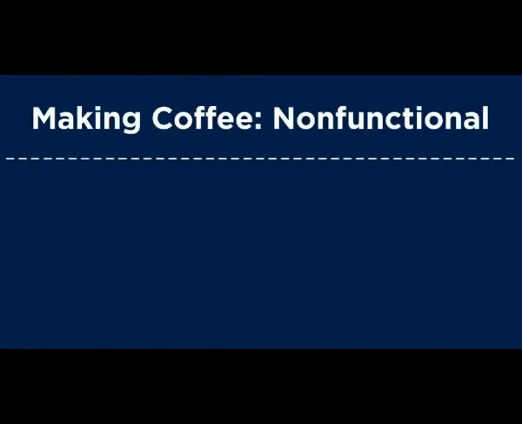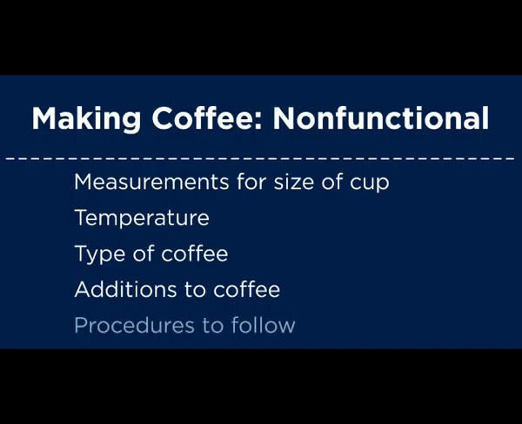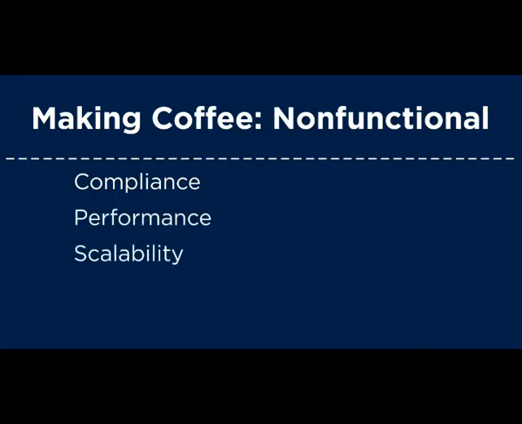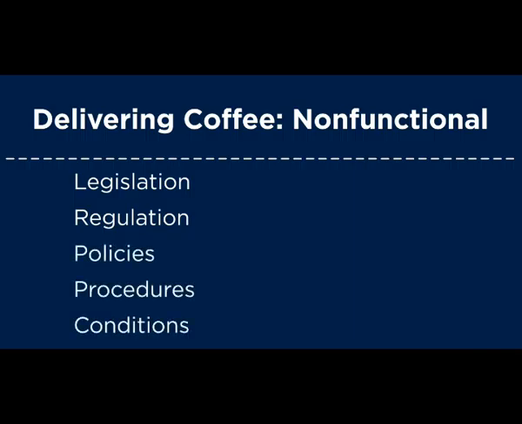So to make a cup of coffee, we need the measurement for the size of the cup, how hot is hot, what type of coffee, what do you take with your coffee, what procedures must be followed, relevant governance and compliance issues identified, performance, scalability, cleanup, and the list goes on. And that was just making the cup of coffee. You now need to document the non-functional requirements for delivering the cup of coffee. Non-functional requirements cover the legislation, regulation, policies, procedures, conditions, and things that need to be in place to deliver the functional requirements.